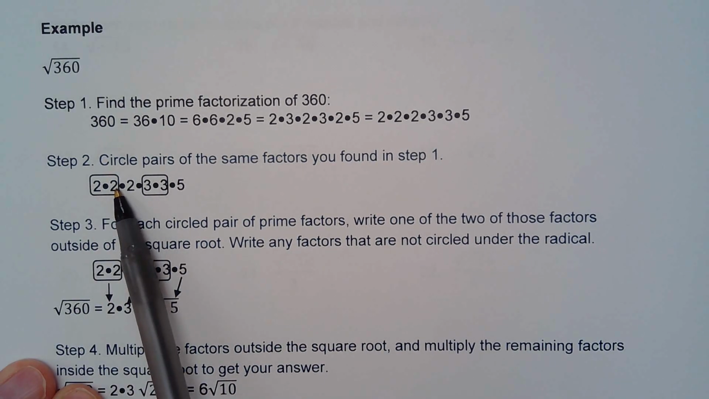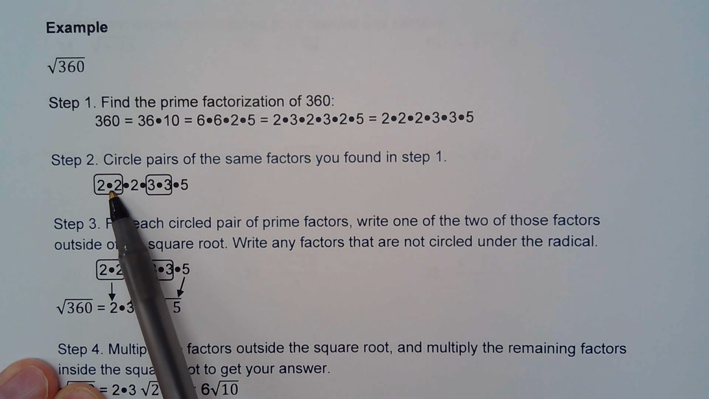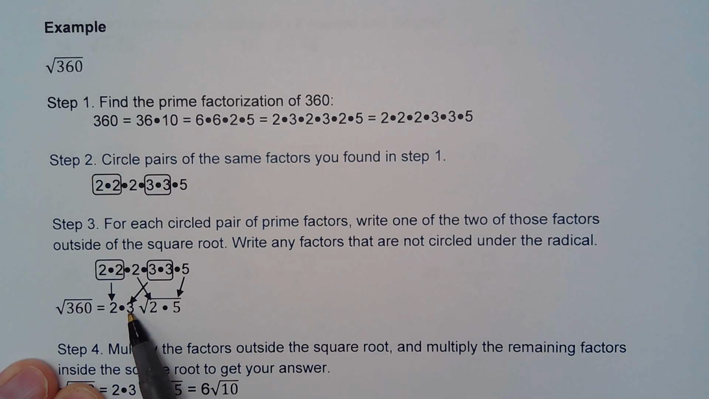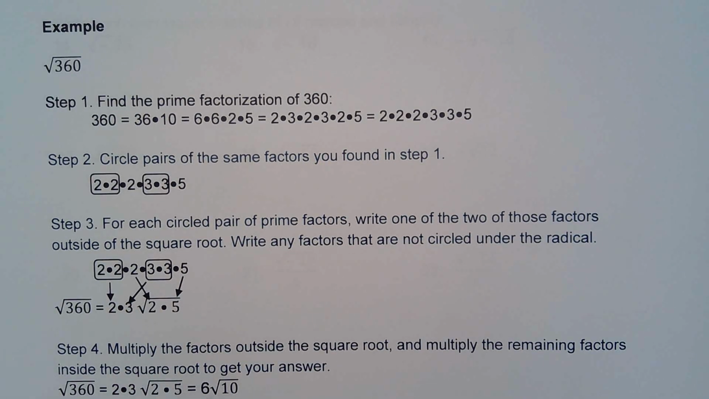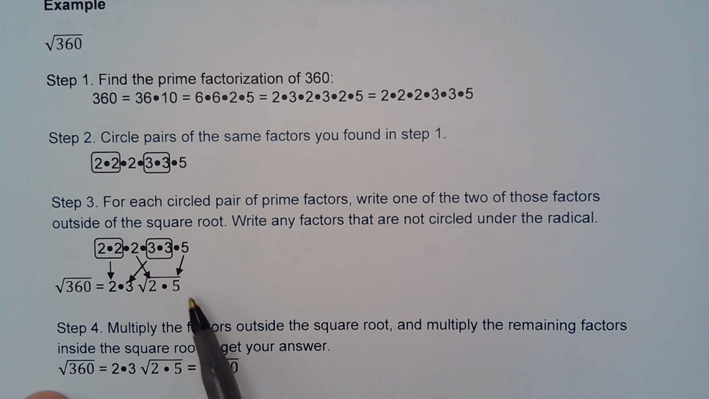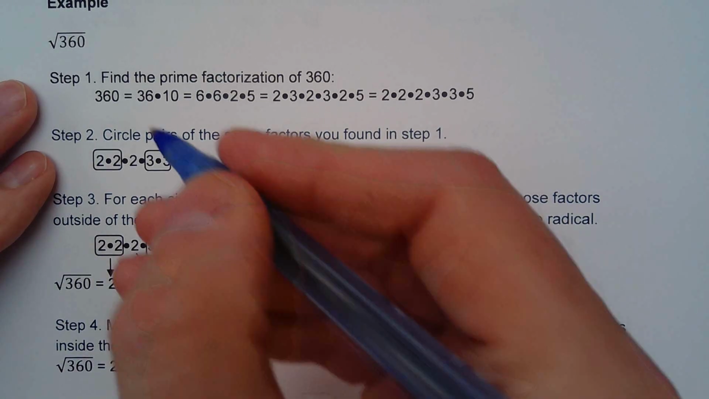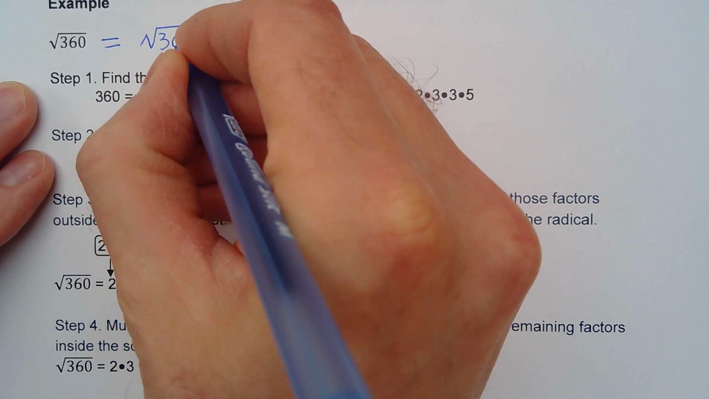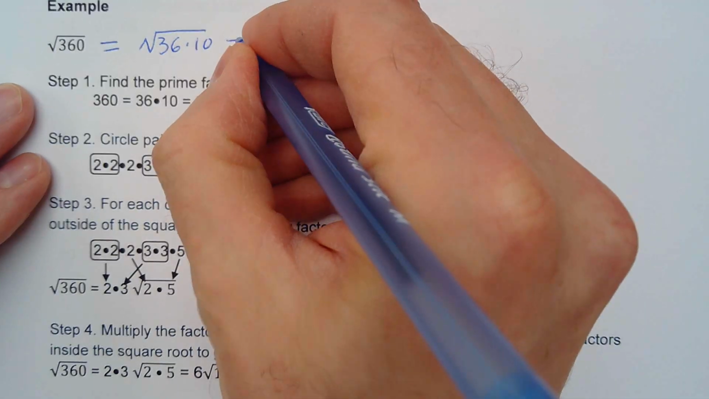So I see a pair of 2's I can circle and a pair of 3's I can circle. So for each circled pair, I'm going to put just one of these out. So I'm just going to put one 2 out here, one 3 out here, and then my leftovers would be 2 times 5. So on the outside, that gives me 2 times 3, that's going to give me 6. 2 times 5 is 10. Now you may have noticed up here, if at the outset I've written that as 36 times 10, you might realize, well, wait a minute, I can take the square root of 36.